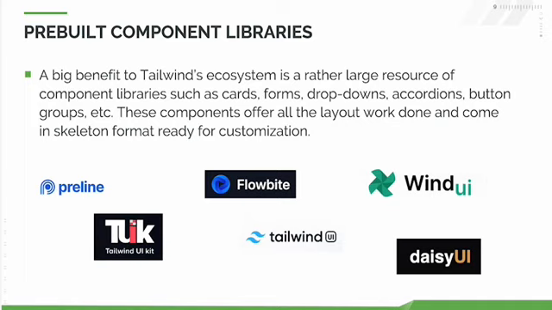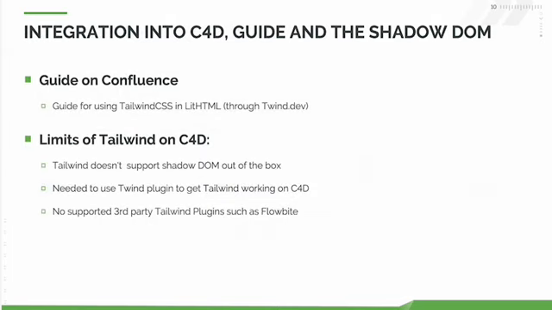So moving on to integration into Chalk for Desktop. I've written a guide on Confluence, which I'll show in just a minute. And specifically, we had to use a library called tailwind.dev because of the shadow DOM environment. Again, some of the limits that we've come across: Tailwind itself doesn't support a shadow DOM environment out of the box, so we needed to use this Tailwind plugin to just get Tailwind to work. And currently, we're unable to use third-party Tailwind plugins such as Flowbite and those that I showed.